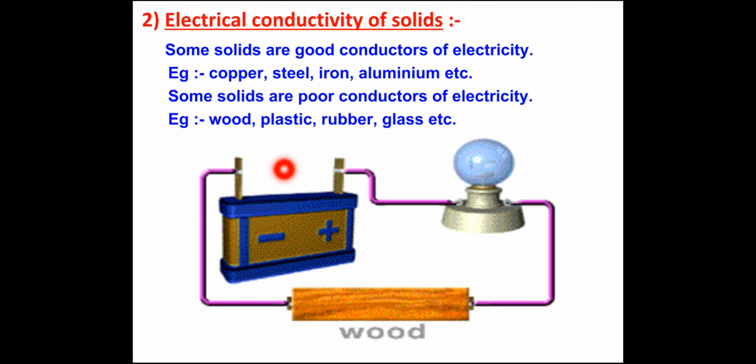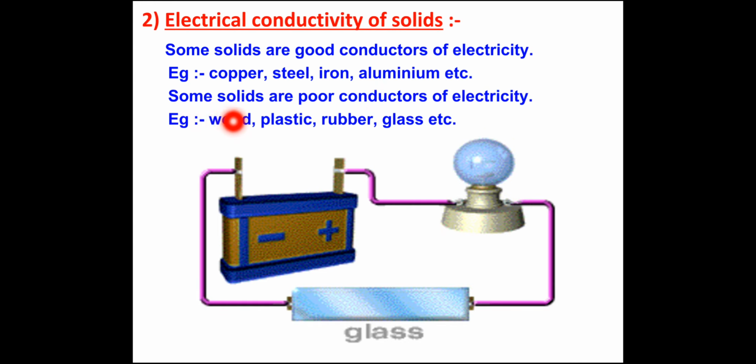Now, electrical conductivity of solids. Some solids are good conductors of electricity. Not all solids, but some solids are good conductors, which means they are able to carry the electric current. So which are those solids? Examples are given: copper, which is a metal; iron is a metal; aluminum is also a metal. So copper, steel, iron and aluminum are the solids which can conduct electricity.